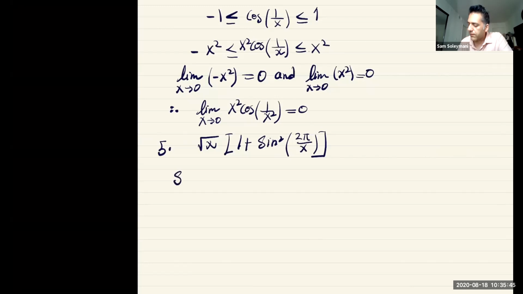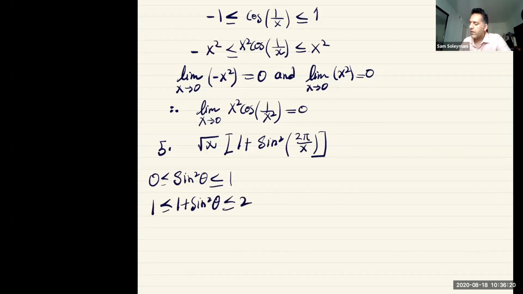Look, if you have sine squared theta, it's bounded between 0 and 1, because it's a square. Sine theta is between -1 and 1, so sine squared is between 0 and 1. So sine squared of 2 pi over x is also between 0 and 1. If you add 1 to it, it's going to be bounded between 1 and 2.